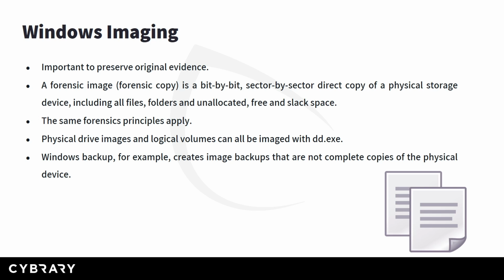A forensic image, also called a forensic copy, is a bit-by-bit, sector-by-sector direct copy of a physical storage device, including all files, folders, and unallocated, free and slack space. Forensic images include not only all the files visible to the operating system, but also deleted files and pieces of files left in the slack and free space.